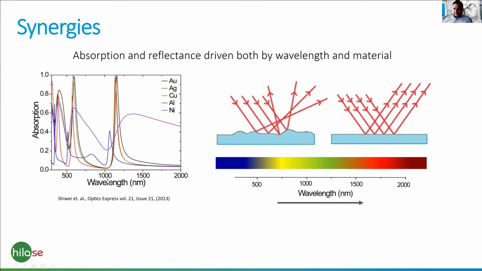So wavelength matters. It matters also from the point of view of reflectance, because for short wavelength light, for UV or blue, some surfaces could seem very rough.